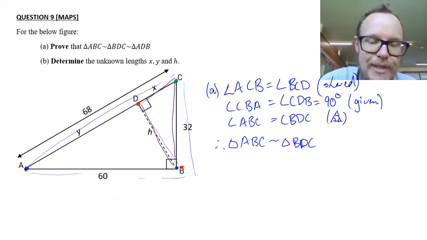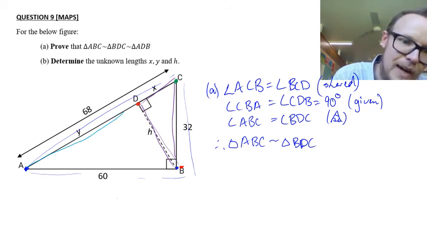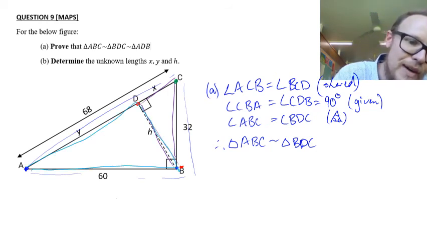And we've proved similarity there. Now, I'm not going to look at doing the other one as well, but you prove it in exactly the same way, because we're looking at ADB for our other triangle. Triangle ADB.